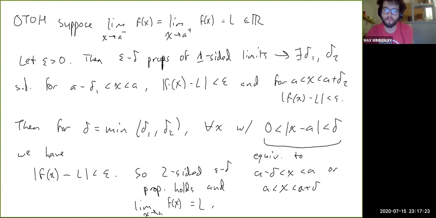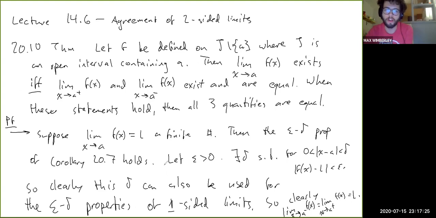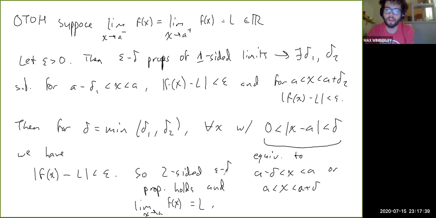That's what I was trying to say before too, over here. The fact that we can choose the delta using the two-sided epsilon-delta property, which makes both of the one-sided epsilon-delta properties work with the same value of L, is why both of the one-sided limits equal L. So anyway, that's the case for finite numbers.